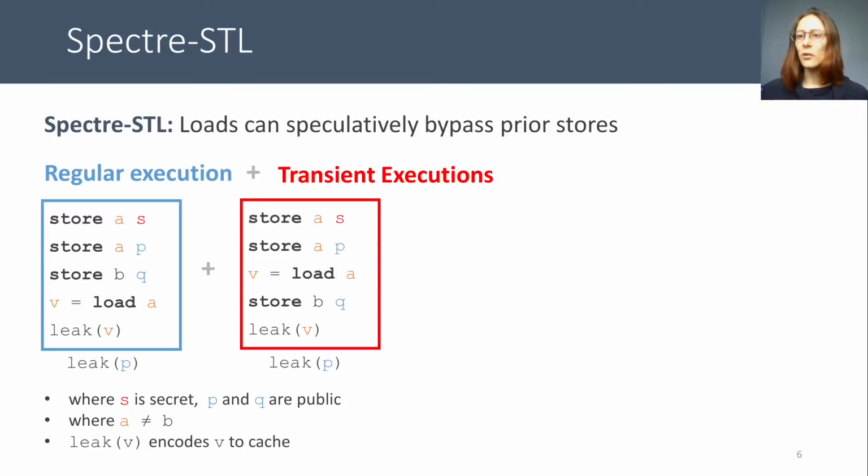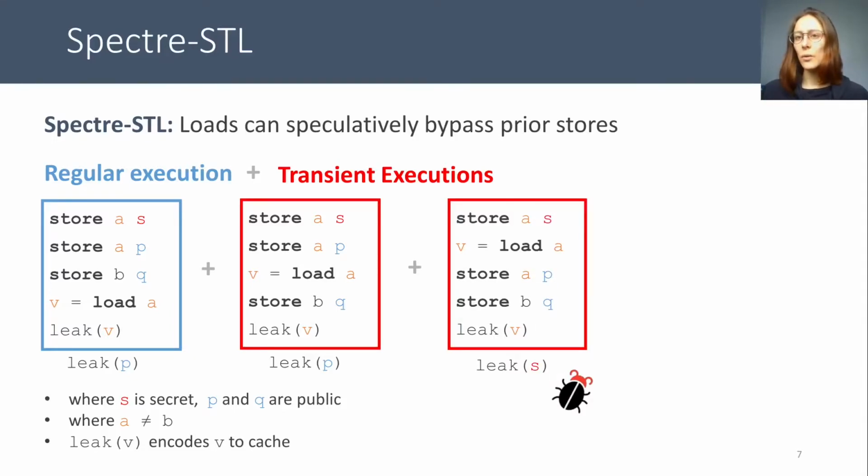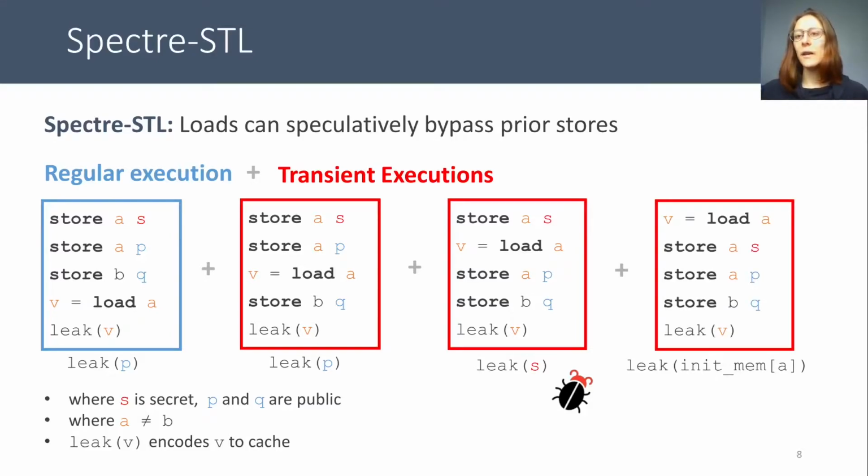In transient executions, the load can possibly bypass prior stores. So we have a first possible transient execution that bypasses the last store instruction, which is okay because A and B don't alias. However, we also have a second transient execution that bypasses the two last store instructions. And this one is wrong because now the value loaded into V and encoded to the cache is the secret S. And so we have a Spectre-STL vulnerability. And finally, there is a third execution where all the stores are bypassed.